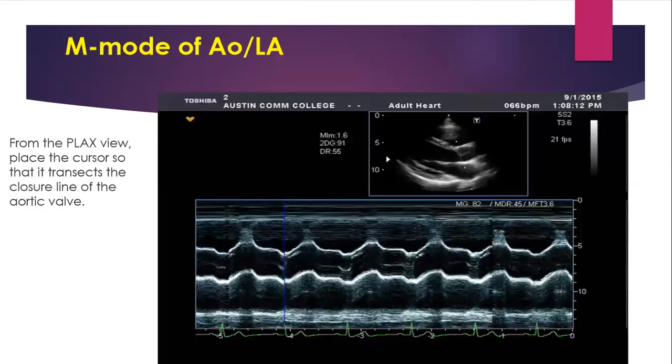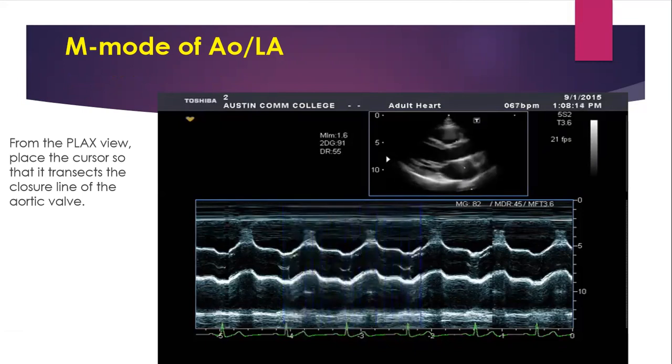Now the M mode of the aorta, from the parasternal long axis view. This is the cursor transecting the closure line of the aortic valve, and this is the aortic valve. You put it at the closure of this aortic valve. Then in this case, you will get this as an M mode. You can see how it is going to play.